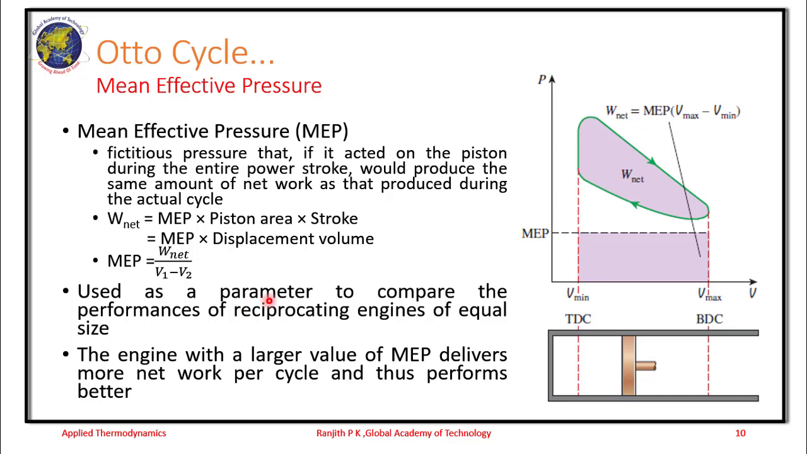Now, how is this mean effective pressure useful? This is used basically as a parameter to compare the performance of the reciprocating engines of equal sizes. So, we compare the mean effective pressure that is achieved for various reciprocating engines, and we fix this as one of the performance comparison parameters. So, the engine with the larger mean effective pressure delivers more net work per cycle and thus is said to be performing better. So, as the mean effective pressure increases, the area under the PV diagram increases. Once the area under the PV diagram increases, the net work done automatically increases.